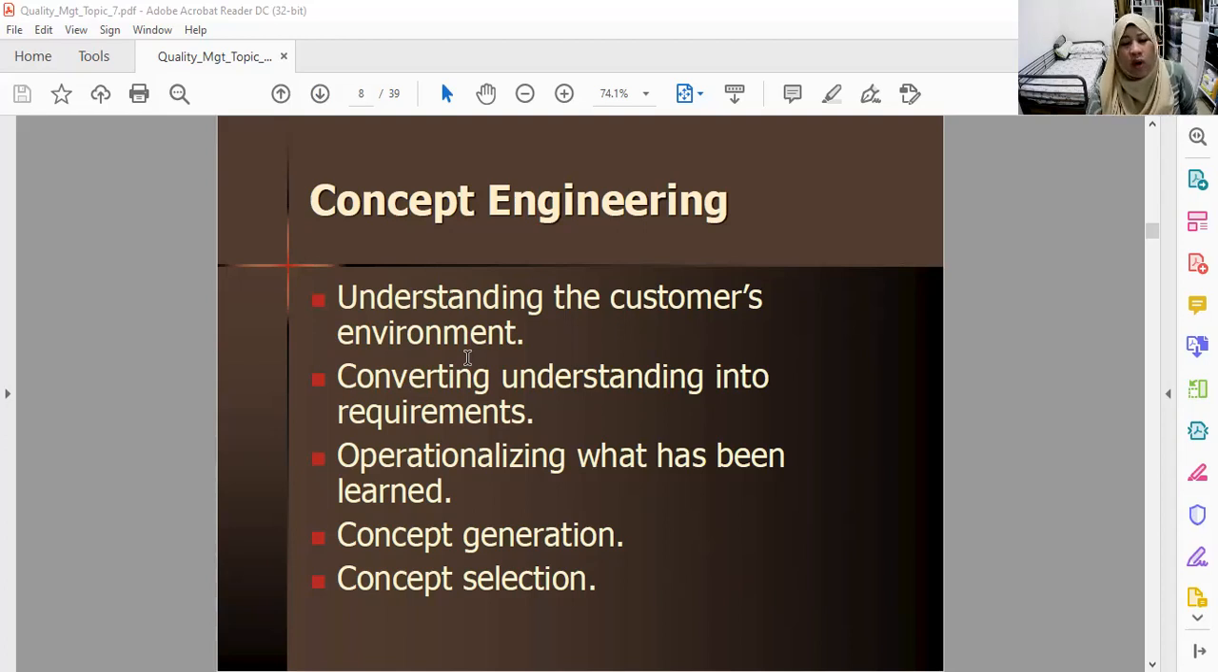And then number five, the concept selection. Whatever methods that have been proposed for our technical requirement inside this concept engineering, we have to select the best. So this is the concept selection on how we proceed with this process of engineering itself, of course in producing the product.